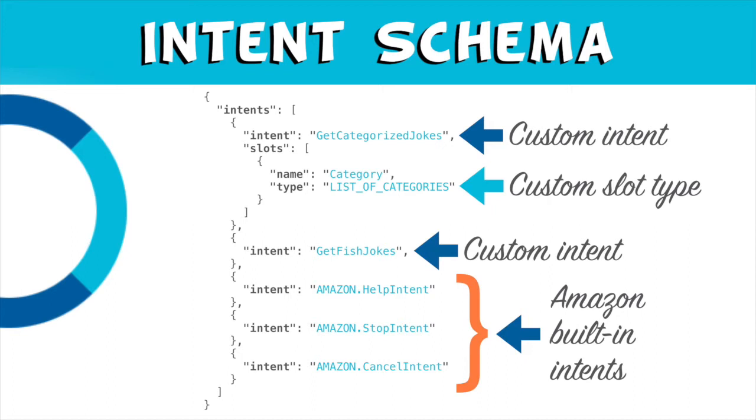So here's an example of our fish joke skill that uses a slot that allows us to respond with categorized jokes. So we can see there's an intent for get categorized jokes, and then the slot, name, and type. And then after that is our other intent, get fish jokes, which returns a fish joke without any category. You want to consider that if you're using slots, you also want to include an intent that doesn't use slots, so that you don't assume that your users know what terms or categories you might have for your skill.